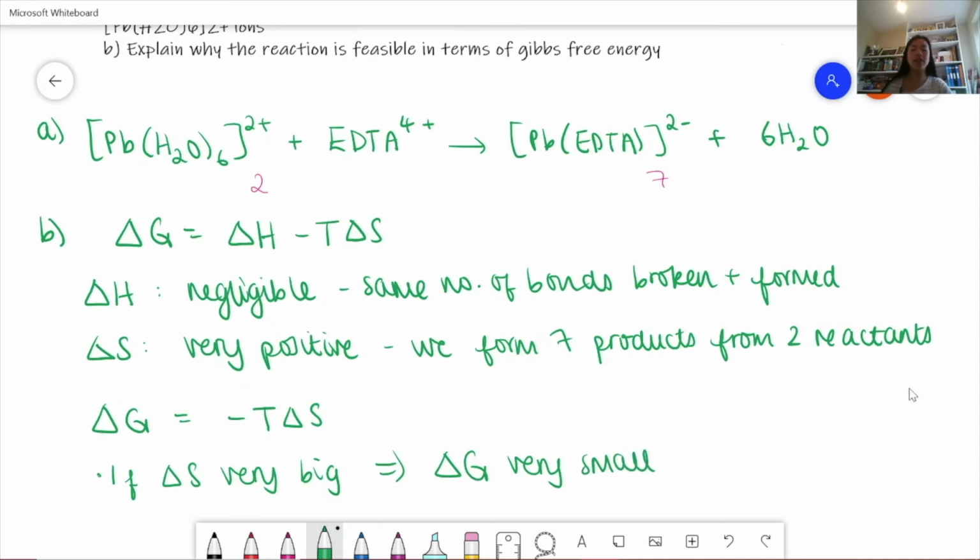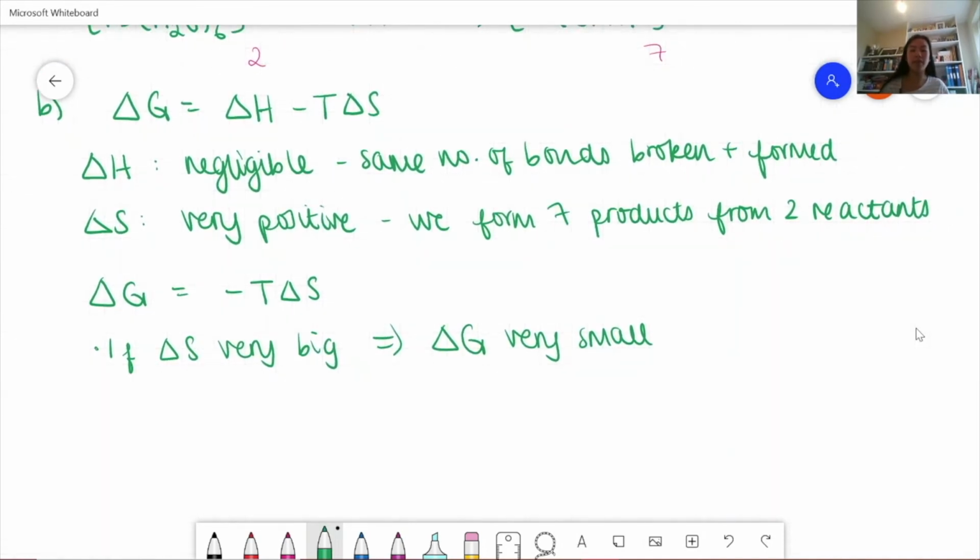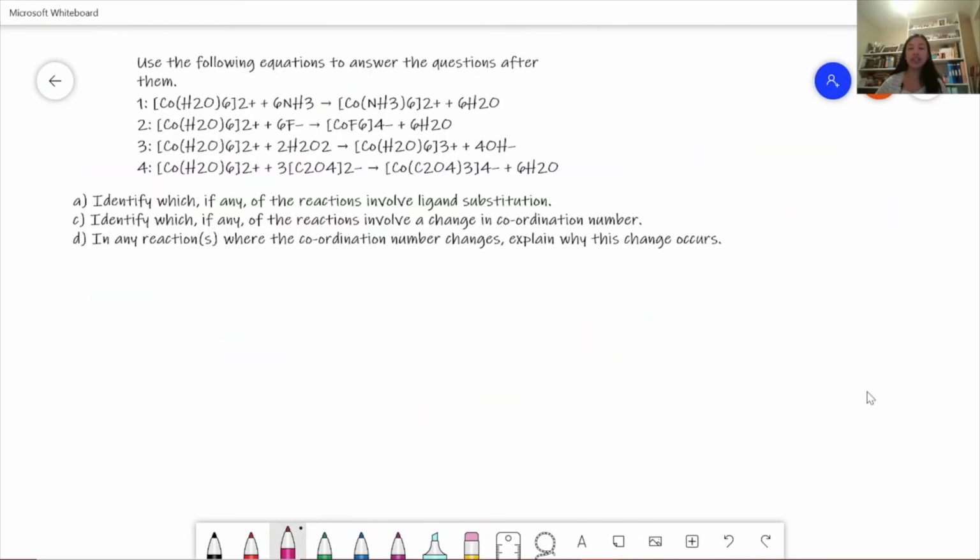And because delta G is negative, this means that the reaction is feasible. This delta G is very negative, so it's less than 0. Before I move on to the second question, feel free to click off the video and try it for yourself first.